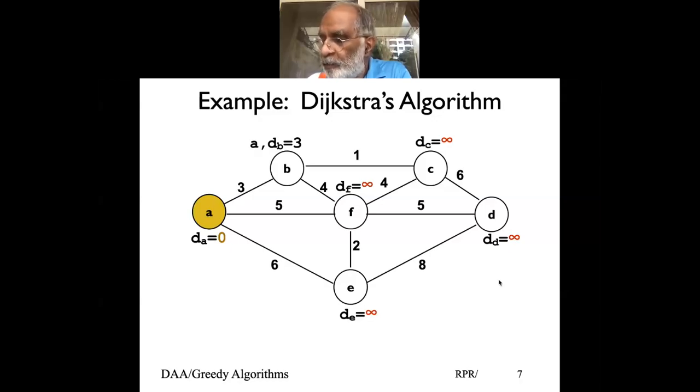Similarly, the cost of F is infinity. A's cost is 0, so 0 plus 5 is 5, and infinity is the current cost. So the minimum of these two is 5. So we set the label of F as 5, and the cost becomes 5.